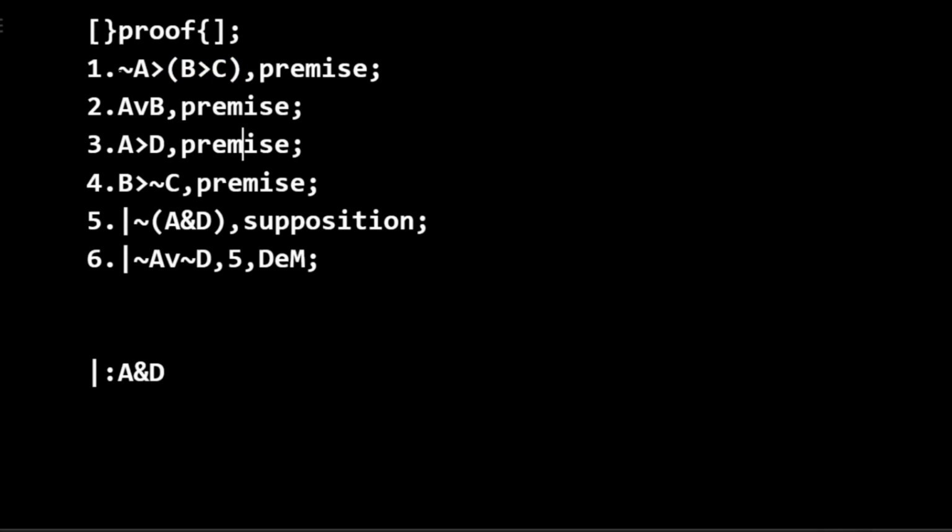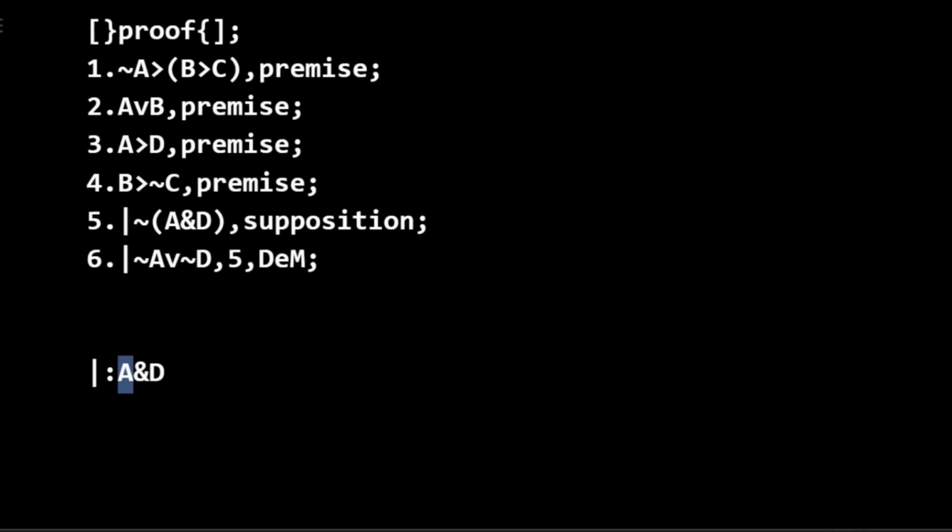And not D, maybe if we use contraposition on line 3, not D, or just modus tollens, but we could do contraposition and then use constructive dilemma maybe and get not A. And so there seems to be something here on this supposition that drives us to not A. It's implying that not A is true, but we're trying to ultimately derive A and D.